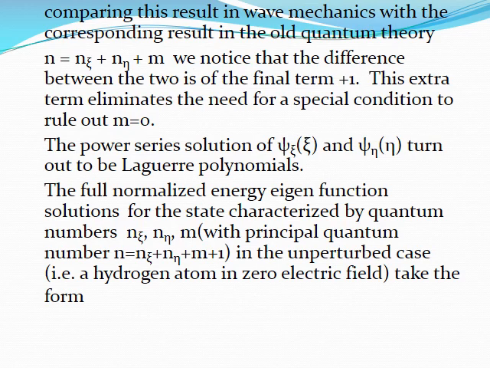Comparing this result in wave mechanics with the corresponding result in the old quantum theory, n is equal to n xi plus n eta plus m, we notice that the difference between the two is the final term plus 1. This extra term eliminates the need for a special condition to rule out m equal to 0. The power series solutions of psi function of xi and psi function of eta turn out to be Laguerre polynomials.